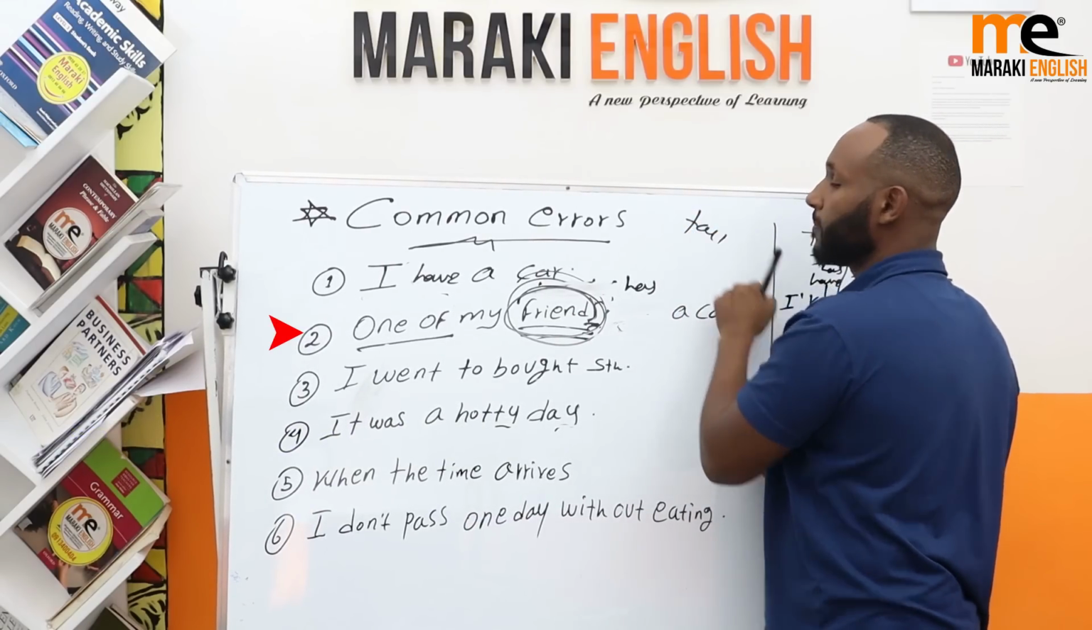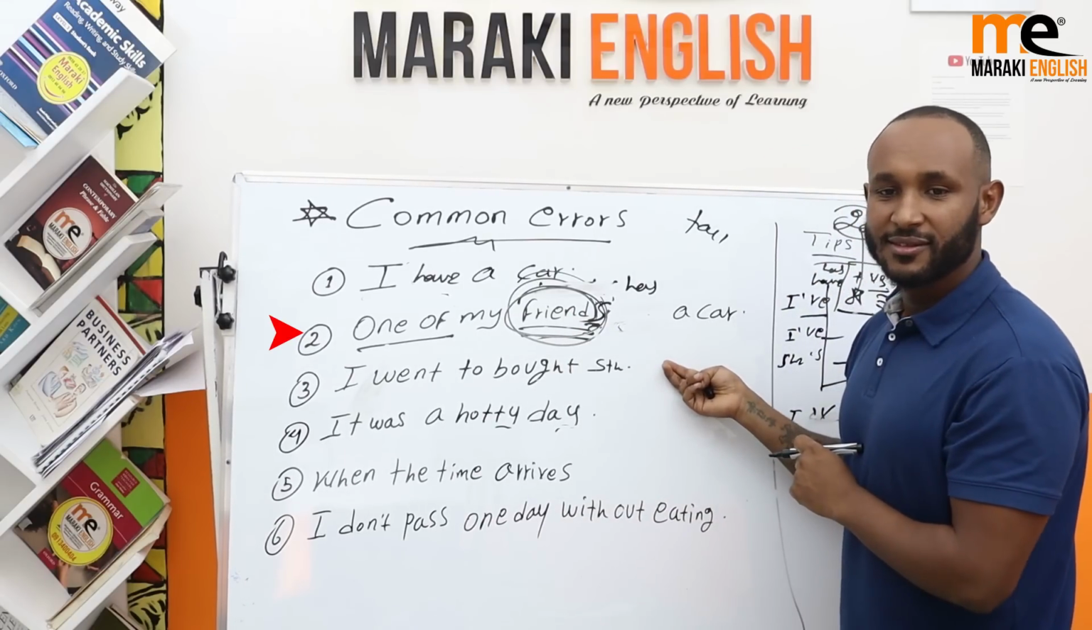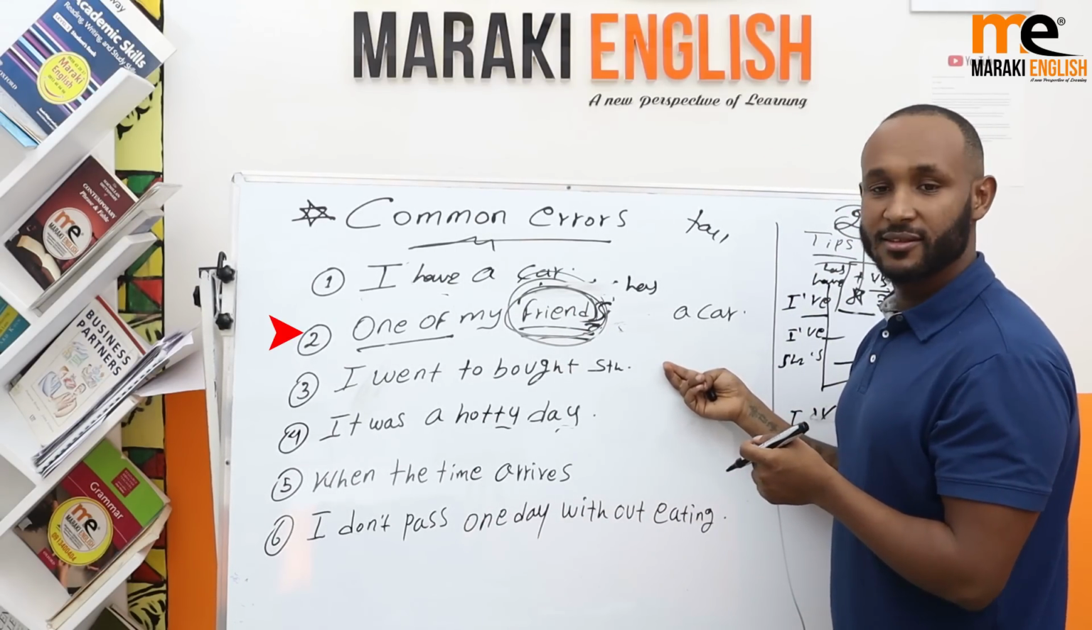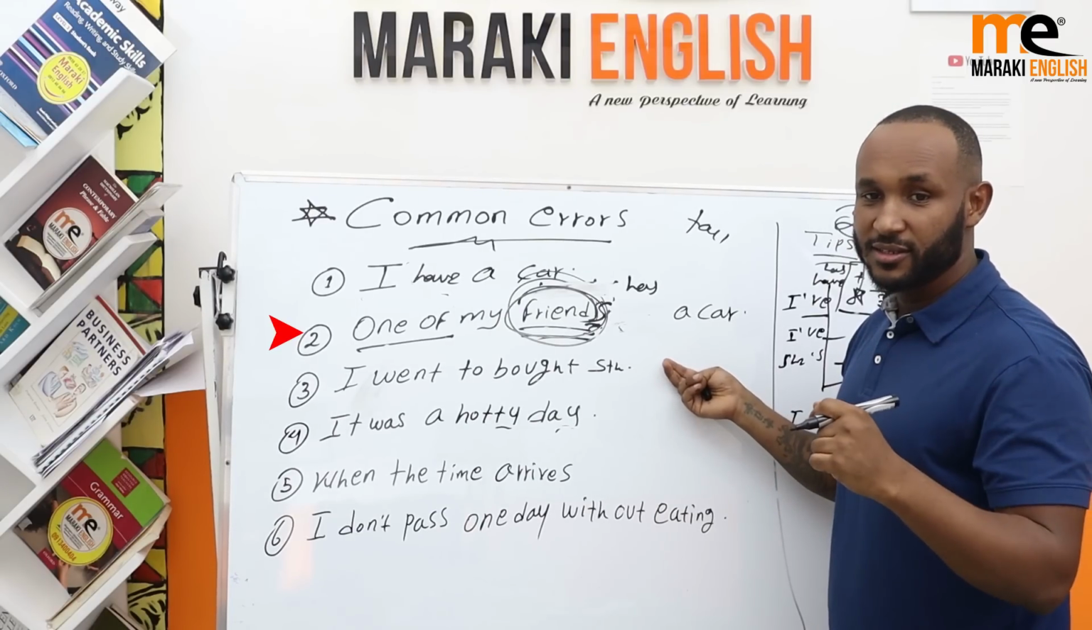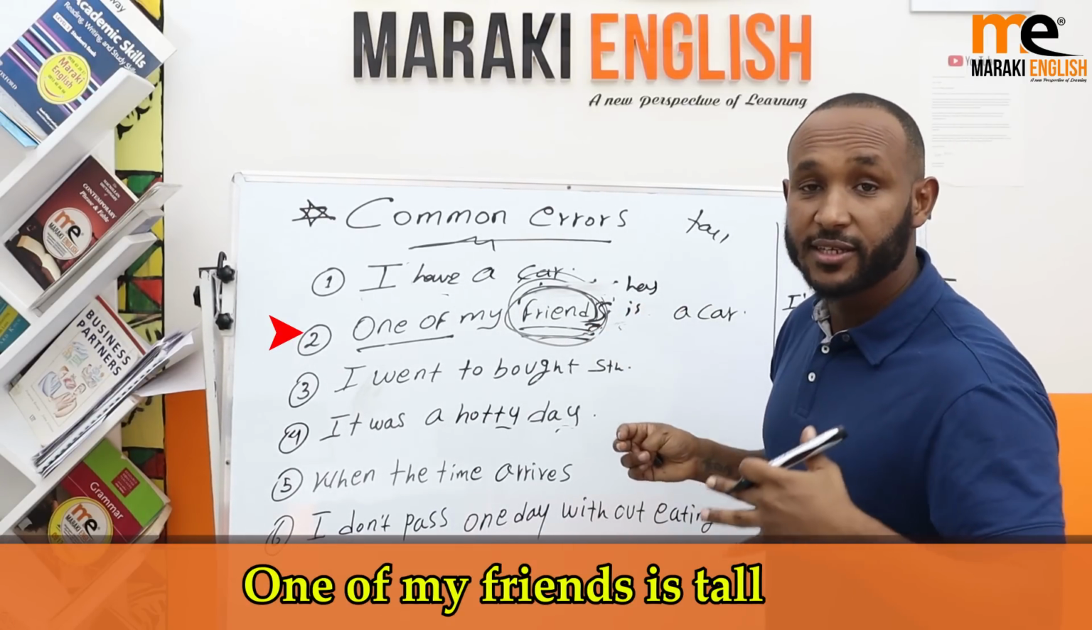Tall. One of my friends. Is it has tall? You tell me. Is tall. Very good. One of my friends is tall.